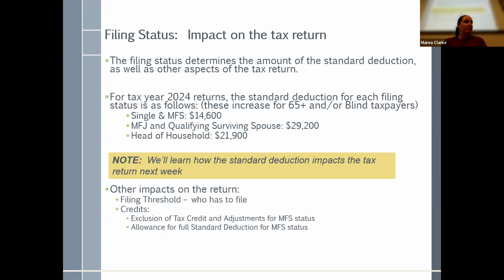If you are over 65 years old, you get a higher standard deduction. If you are a blind individual, you also get a higher standard deduction. And if you are over 65 and blind, that's like the highest standard deduction you can get. We'll talk about this more on the tax return next year. But the other thing that you should know is the filing status does impact credits as well. So some credits are not available for married filing separate status. Some credits require a dependent, which we'll get to a little bit further.